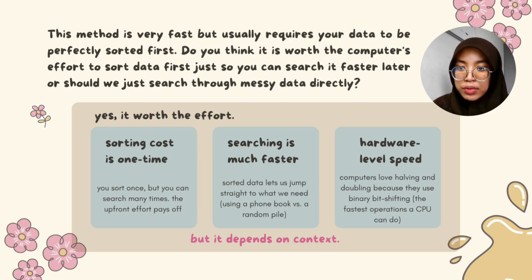Second, searching becomes so much faster. Sorted data lets us jump straight to what we need. For example, think of using a phone book versus digging through a random pile of papers. And third, there is actually a hardware-level speed advantage. Computers love halving and doubling because they use binary bit shifting, which is one of the fastest operations a CPU can do.